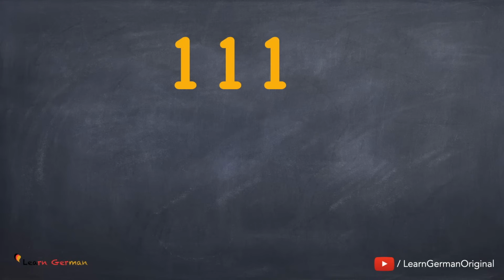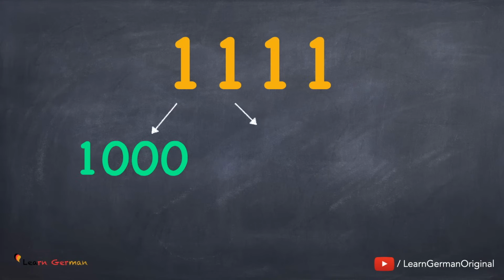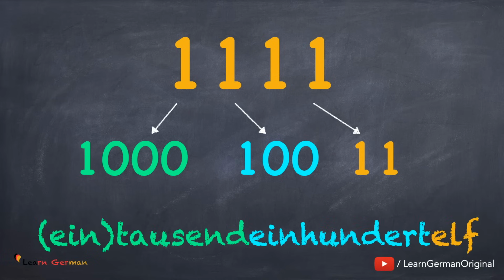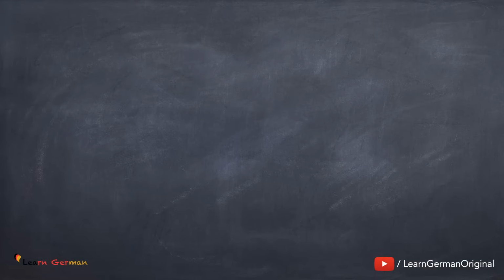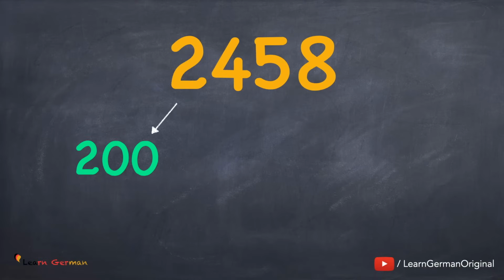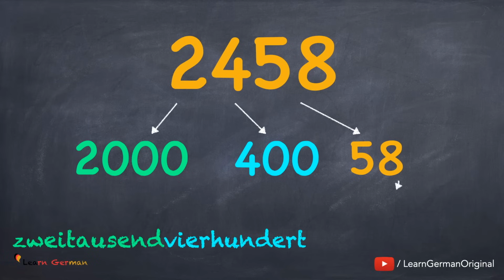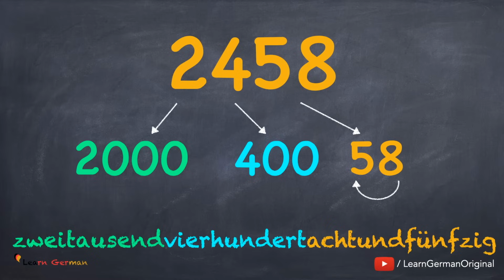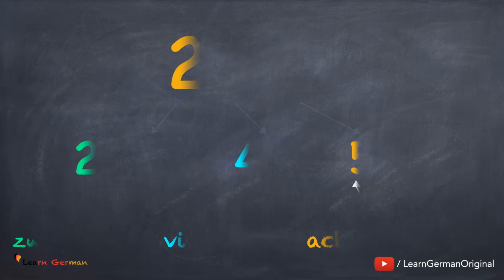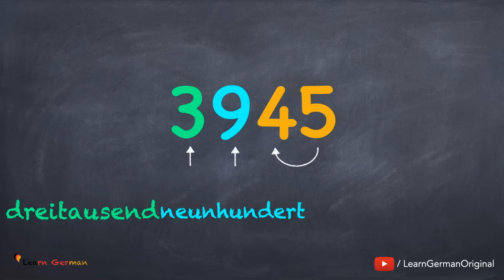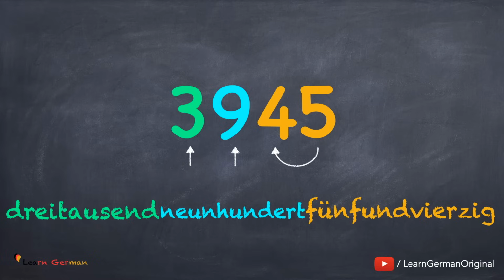Similarly, 1000 plus 100 plus 11. So you say 1111. Moving on to the next number. 2000 plus 400 plus 58. So you would say 2458. Let's take another example to understand this better. We first take the thousands number, 3000, then the hundreds number, 900, and then 45. So you would say 3945.